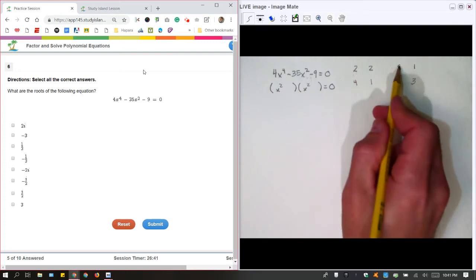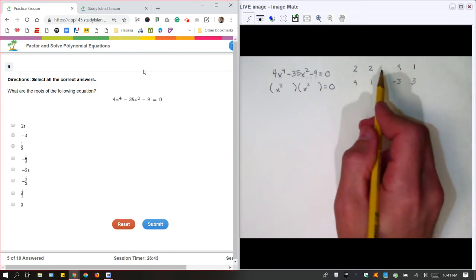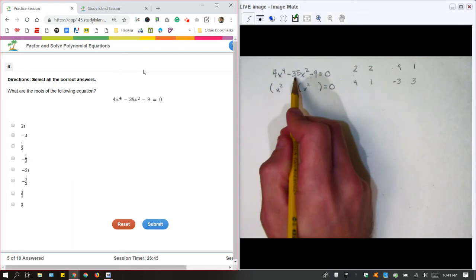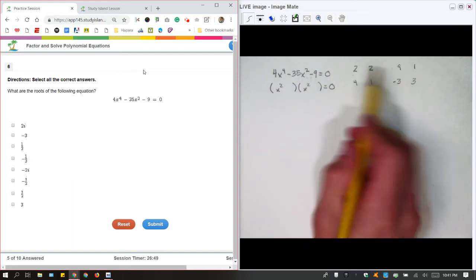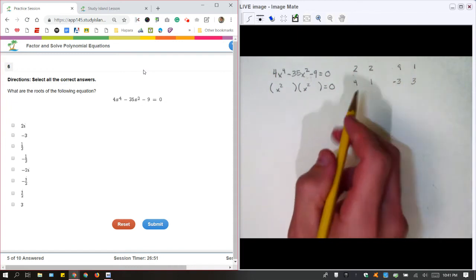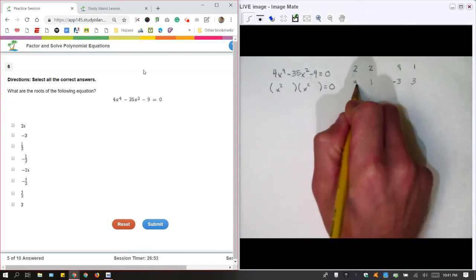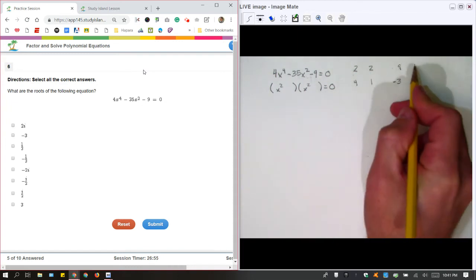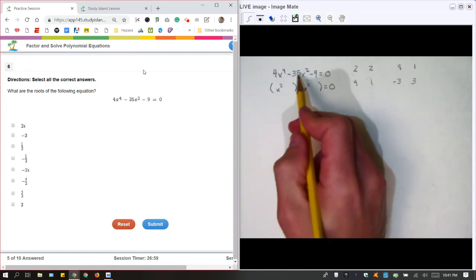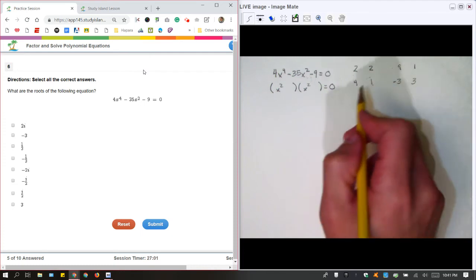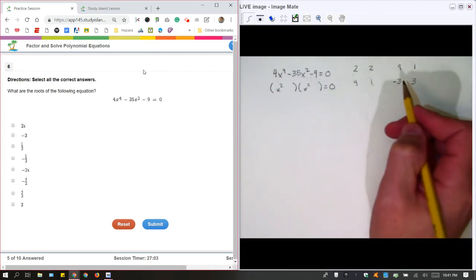You can't do 2 times 9, which is 18, and 2 times 1, which is 2, and somehow end up with -35. You also can't do it with 2 times -3 and 2 times -3. You can do it with 9 times 4, which is 36, and 1 times 1, which is 1. 36 minus 1 is 35, or negative 36 plus 1 is negative 35.